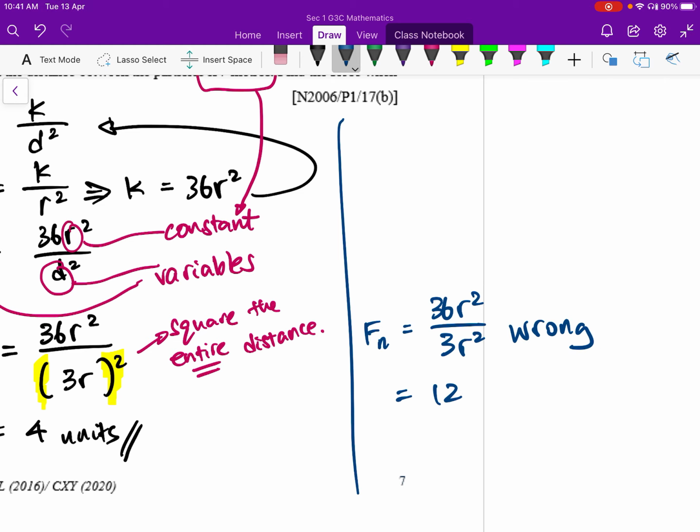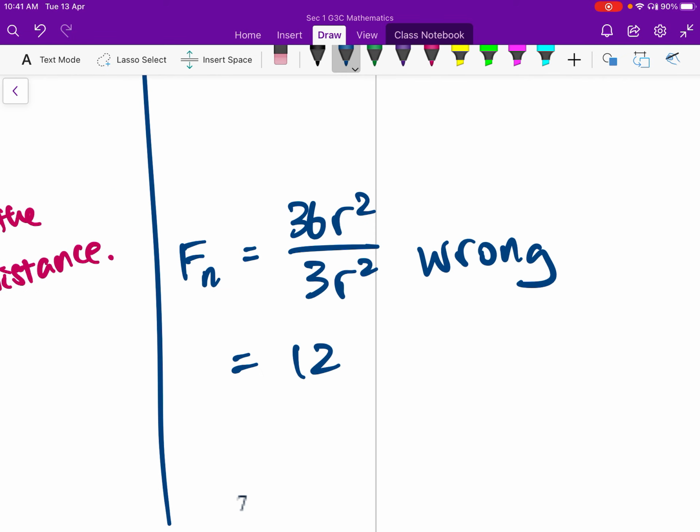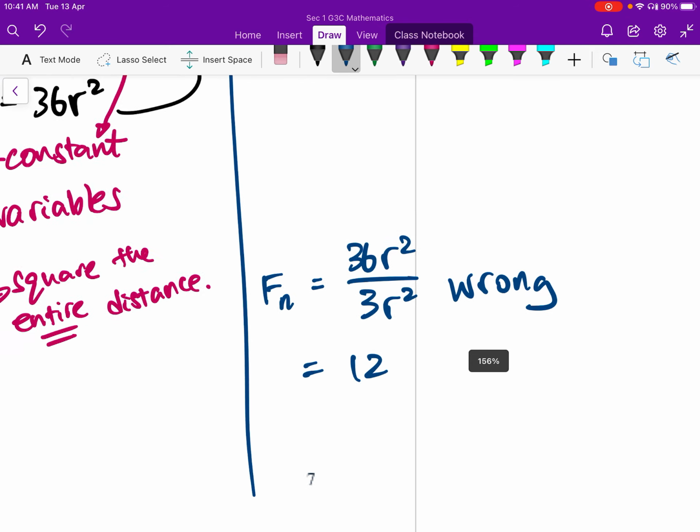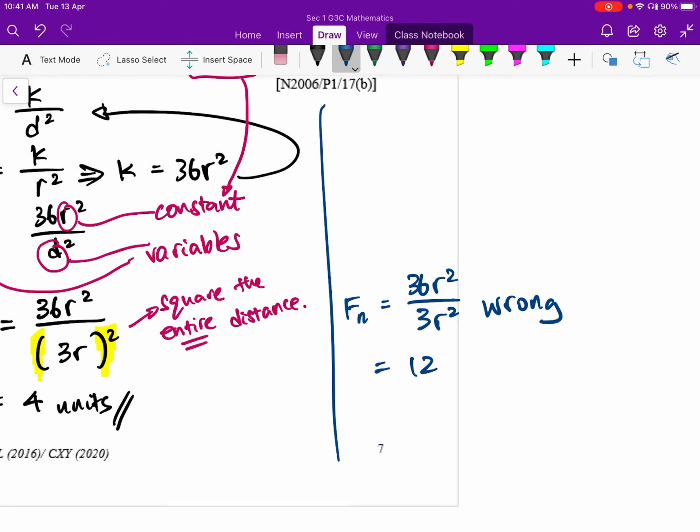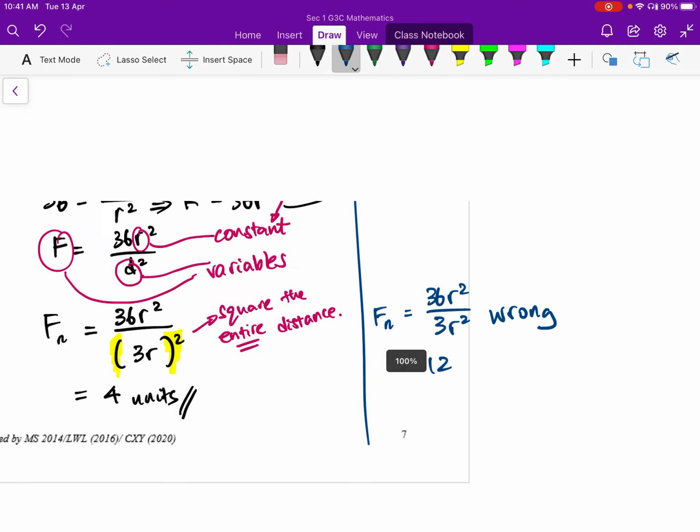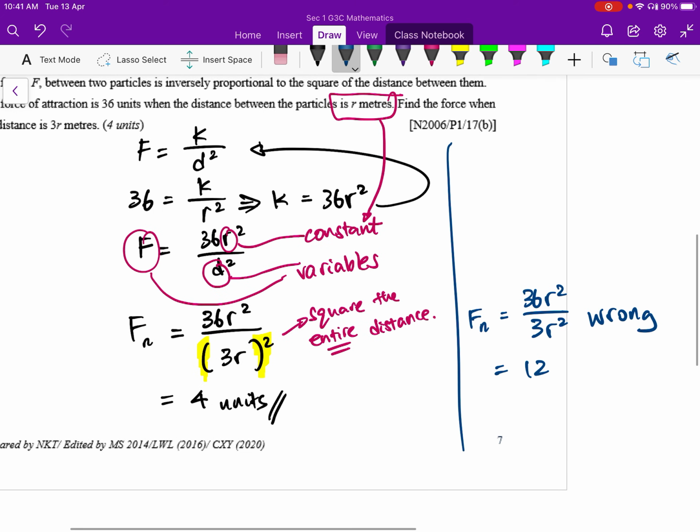So what happened over here? Where is it wrong? No bracket for the denominator. So it became 3r squared instead of a bracket around the 3r. Then you're just squaring the r. You're not squaring the 3 when you were supposed to square the 3 as well. Okay, that's why I wanted you to highlight over here and square the entire distance, not just part of it. Okay, I'm going to move on now.